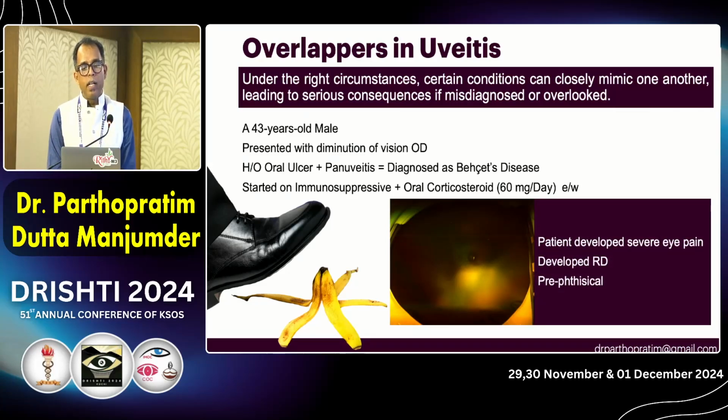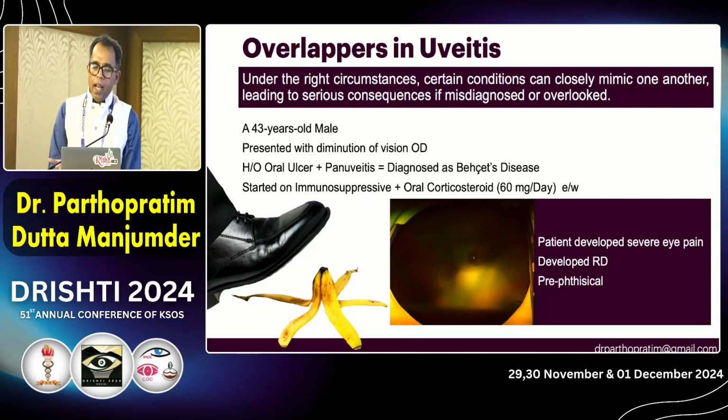of oral ulcer, and there was a panuveitis, so diagnosed as Behçet disease. You know that oral ulcer is very common. Behçet disease ulcer, if you see, is severely painful, but the common oral ulcer anyone can have. So these patients were diagnosed as Behçet disease, started on immunosuppressive azathioprine and high dose corticosteroid.